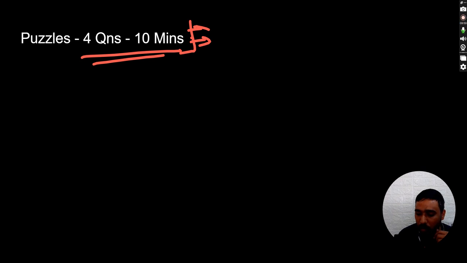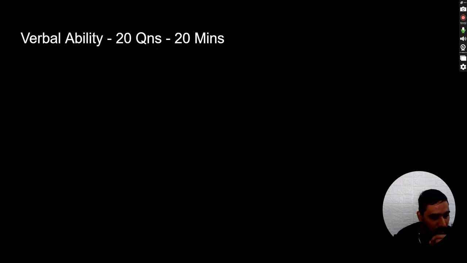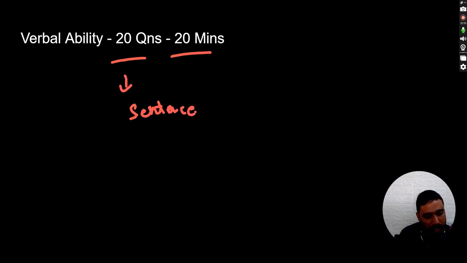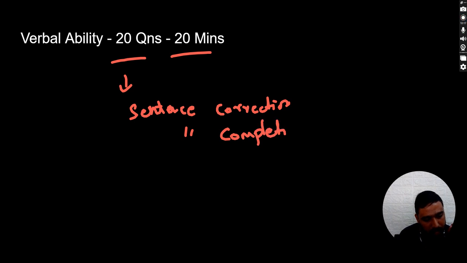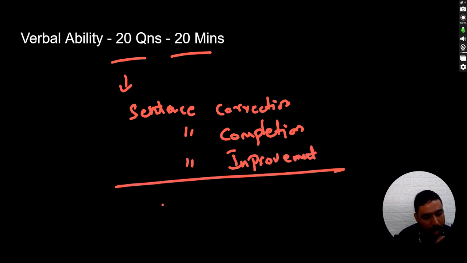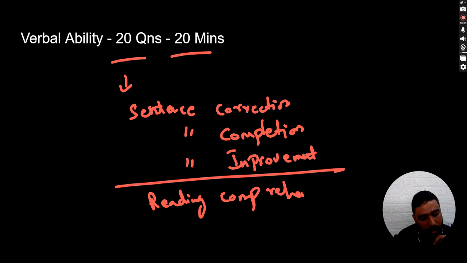Okay, so let's go for the next one. All right, verbal ability, 20 questions, 20 minutes. Now what is the breakup of it? Sentence correction, sentence completion, basically filling the blanks, and sentence improvement. Apart from that, the most important one, reading comprehension, and critical reasoning.